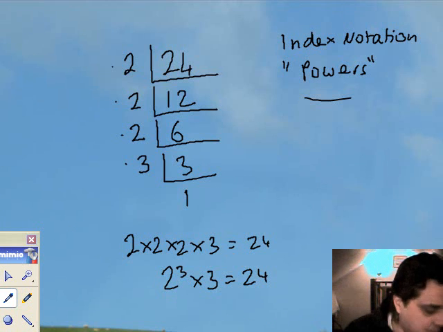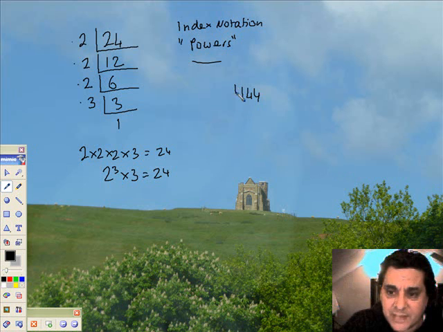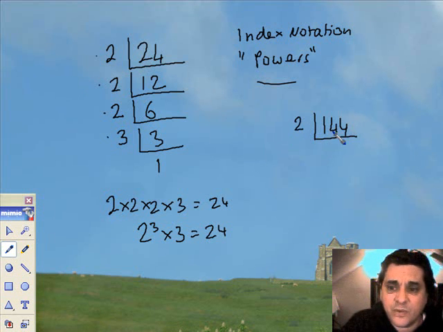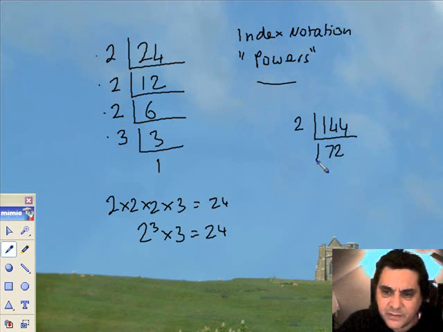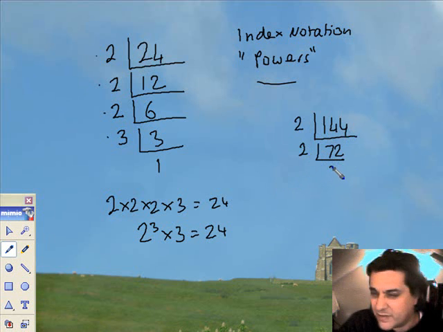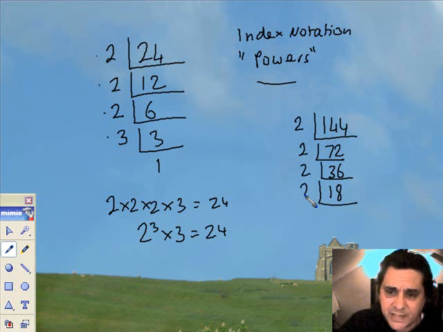I've now got a horrific one, 144. So I could use the tree method, or I could use this little division method bit by bit. Right, 2 does go into 144 because it's even. That's 72. Even number, 2 goes in as a prime number. That's 36. 2 into 36, well, that's 18. 2 into 18, that's 9.